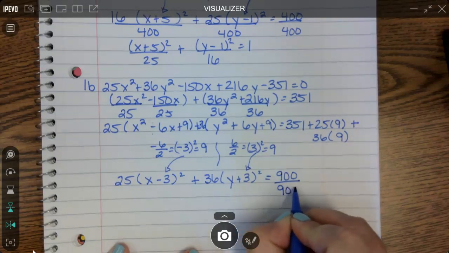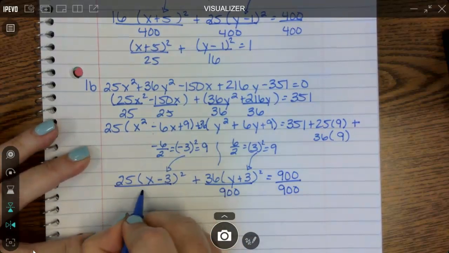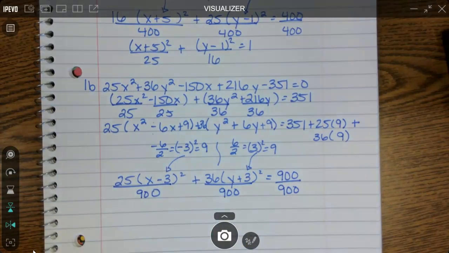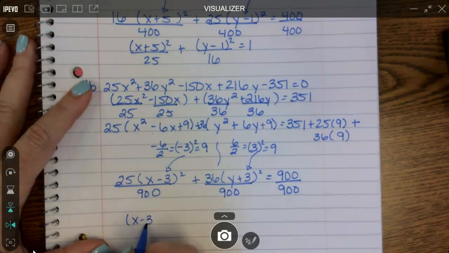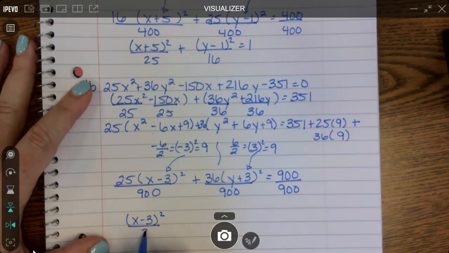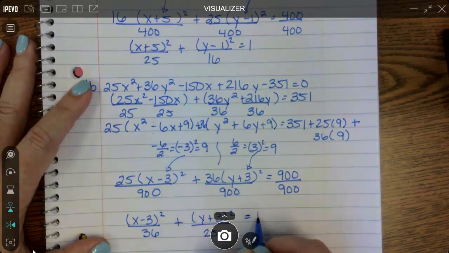And just like before, we're going to divide these three terms by 900. Let me just make sure, 900 divided by 25. Okay. So I get x minus 3 squared over 36 plus y plus 3 squared over 25 equals 1.